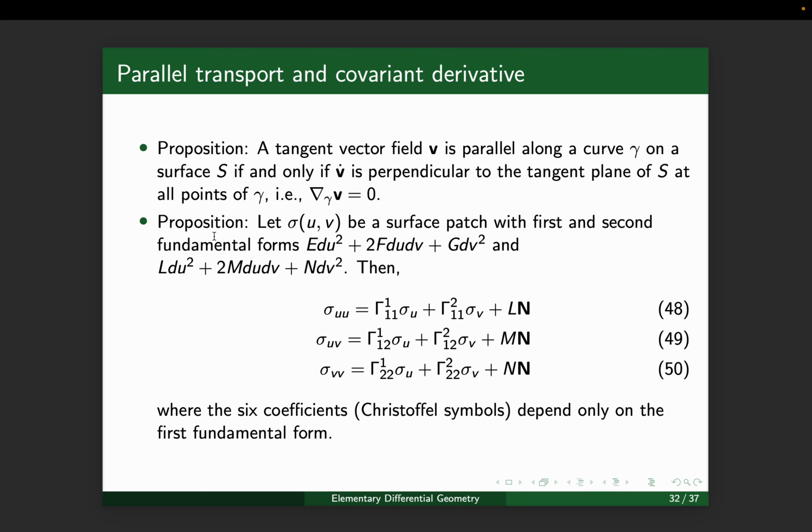We have another proposition here. Let sigma be a surface patch with first and second fundamental forms. Then the second derivatives of the surface patch with respect to the parameters are expressed with coefficients known as Christoffel symbols. One can show that these Christoffel symbols only depend on the first fundamental form, that is E, F and G. So this is the proposition.